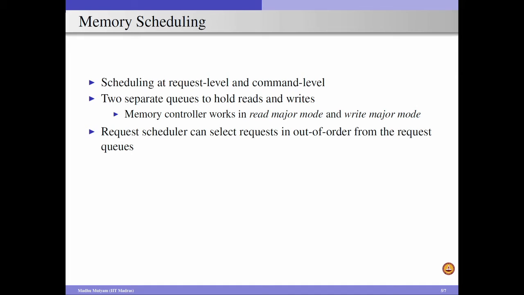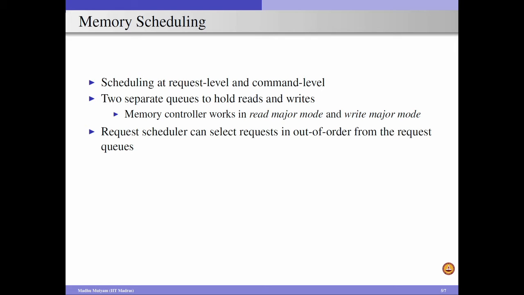So with that, we are going to select a request from a read queue or write queue based on whether it is a read major mode or a write major mode, and once we select a request, we will convert that request into memory commands. By the way, when we are selecting a request from a read queue or from a write queue, our request scheduler can reorder the requests. So as a result, our request scheduler can select requests in out of order fashion. It need not follow the same order in which the processor initiated the requests.